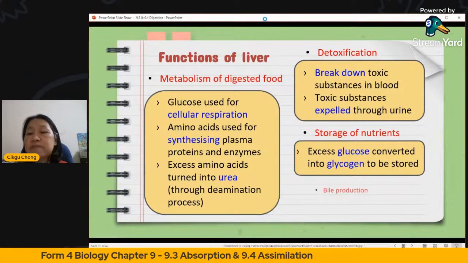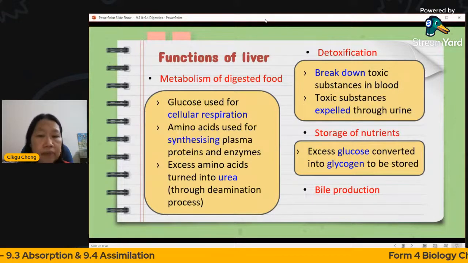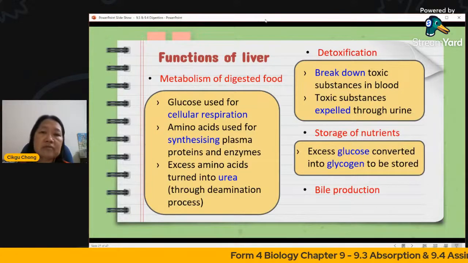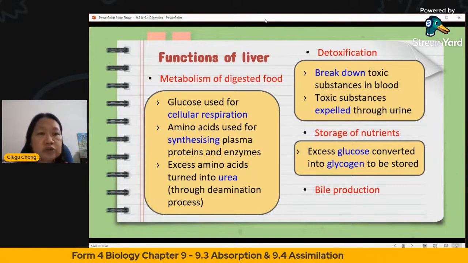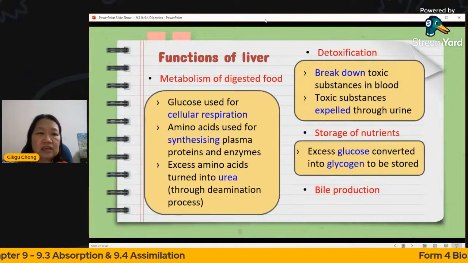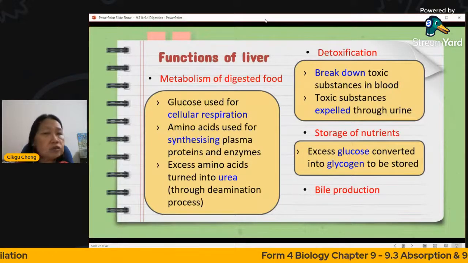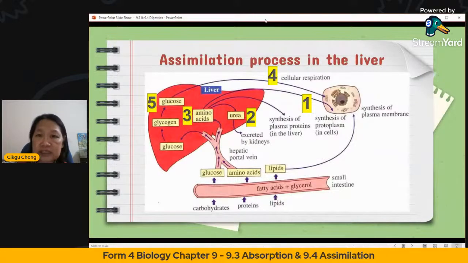Okay, then you also have bile production. Don't forget our previous lesson. Your liver produces the bile, not the gallbladder. The gallbladder stores the bile. So in assimilation, you also need to understand the function of the liver, because the liver directs all these nutrients to go where, and what happens to your nutrients. Okay, so this is the assimilation process in the liver.